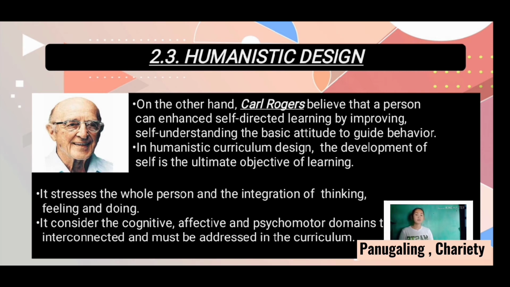In humanistic curriculum design, the development of self is the ultimate objective of learning. It stresses the whole person and the integration of thinking, feeling, and doing. So feeling good about yourself involves an understanding of your talents, strengths, and weaknesses, and a belief in your ability to improve. It considers the cognitive, affective, and psychomotor domains to be interconnected and must be addressed in the curriculum.